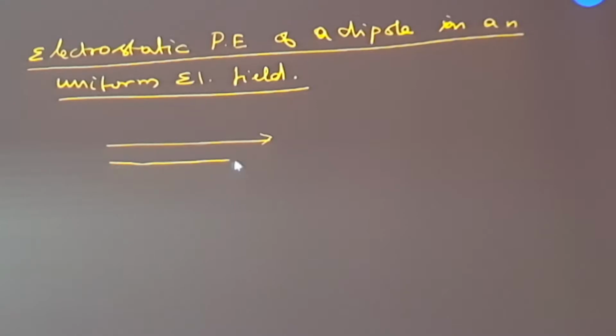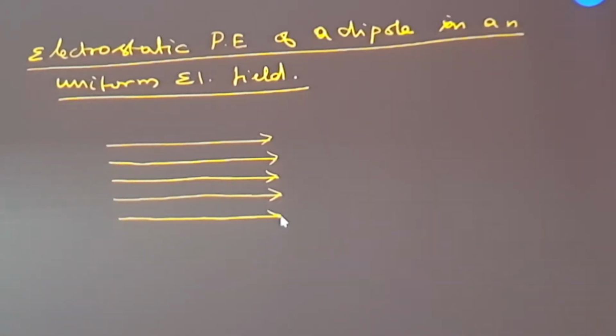Usually, a uniform electrical field is given by parallel lines. By drawing parallel lines, we can state this diagram represents a uniform electrical field. Let us consider that uniform electrical field as E. Inside this uniform electrical field, I am placing a dipole having a charge minus Q at one end and plus Q at the other end, separated by a small distance considered to be 2a.